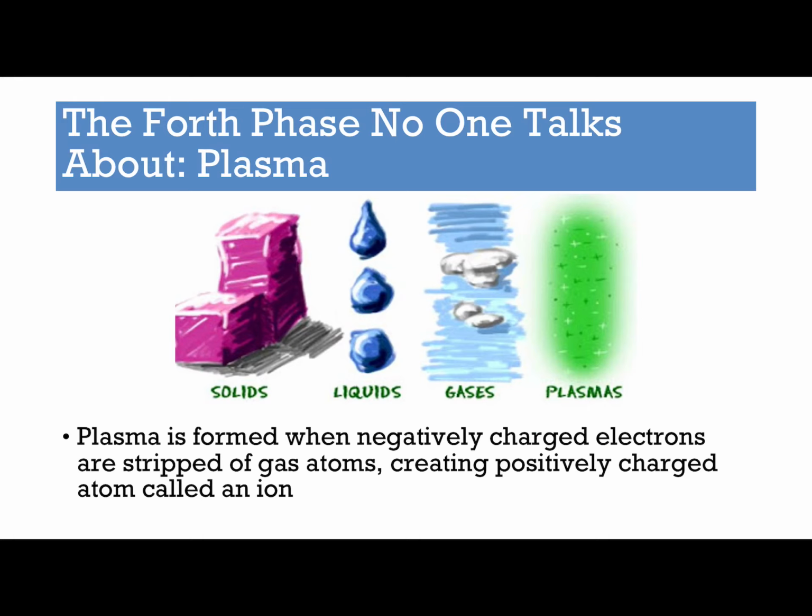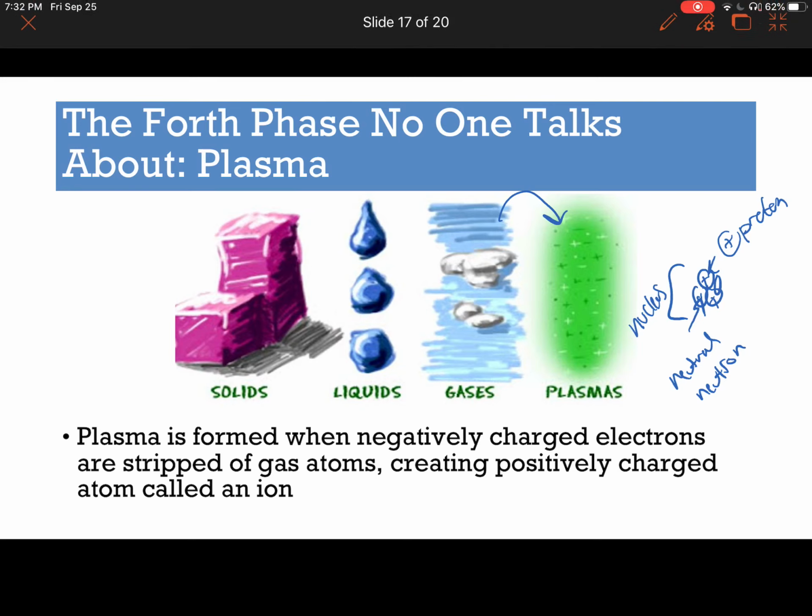So, yes, there is a fourth phase, and I'm only going to mention it now, and then we'll never talk about it again. But the last one is plasma. So plasma is kind of the step after gases. And this is when negative electrons... So you have an atom, and you have a positive proton. You have a neutron. And we're going to get into this in more detail. And that together makes a nucleus of the atom.